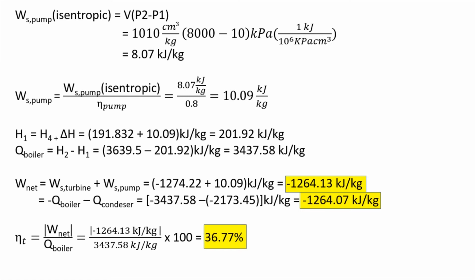The net work is negative 1264.13 kilojoules per kilogram. Alternatively, by adding the negative values of Q boiler and Q condenser, the net work is negative 1264.07 kilojoules per kilogram. The efficiency of the cycle is calculated by dividing the absolute value of net work by the Q boiler. Thus, the thermal efficiency is 36.77%.